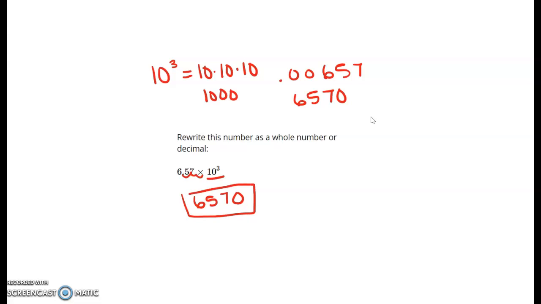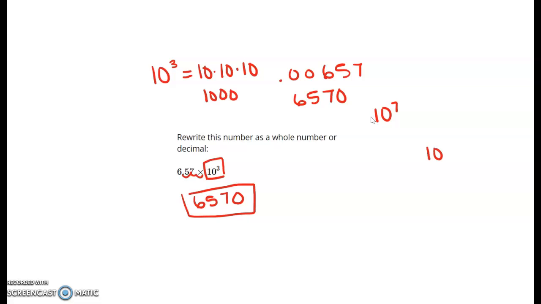So the way that I remember, I don't try to remember I move it left or right. I try to look at the 10 and see if it's to a positive power or a negative power to help me know, is this going to be a number getting bigger? Because I know if I multiply 6.57 by 1,000, or even if it was 10 to the 7th, that's just going to be a big number, and this 6.57 would be getting bigger.